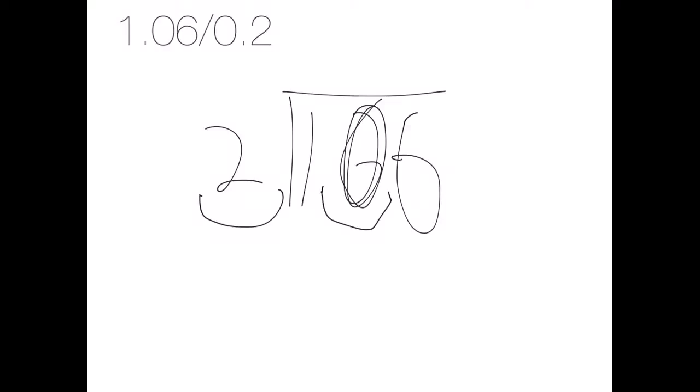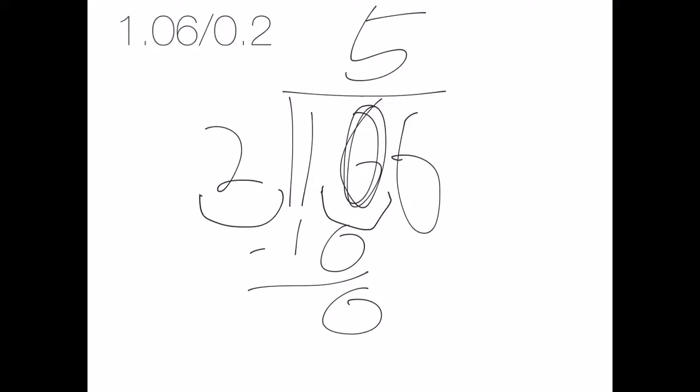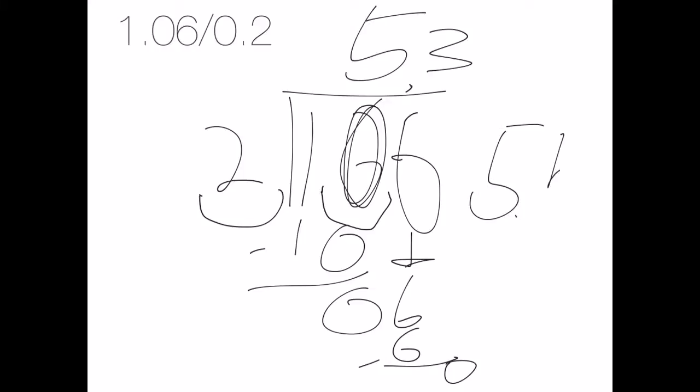So, 2 can go into 10 5 times. 5 times 2 is 10, subtracting a 0 and bring down your 6. We cannot forget to bring up my decimal. So, 2 can go into 6 3 times. 3 times 2 is 6, subtracting equals 0. And now we are finished with this problem since our answer is 5.3.